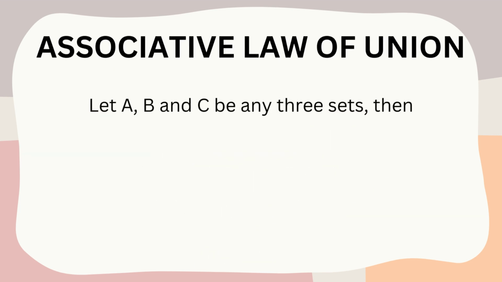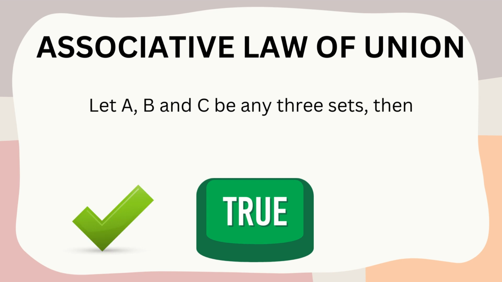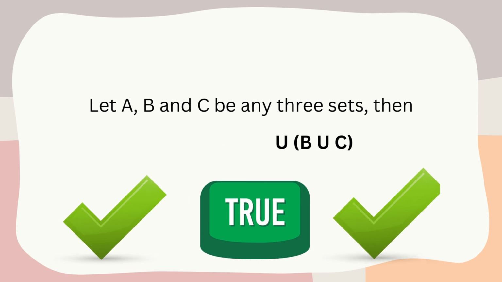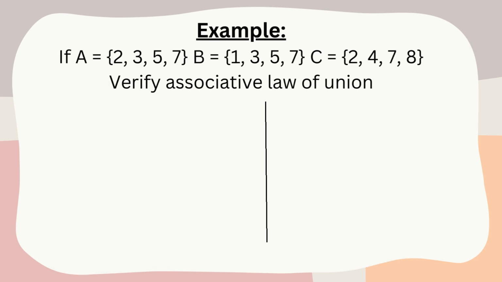To know what the associative law of union is: it is always true and is denoted as (A union B) union C, which is equal to A union (B union C). This property is known as the associative law of union. So first, let's have a look at an example.